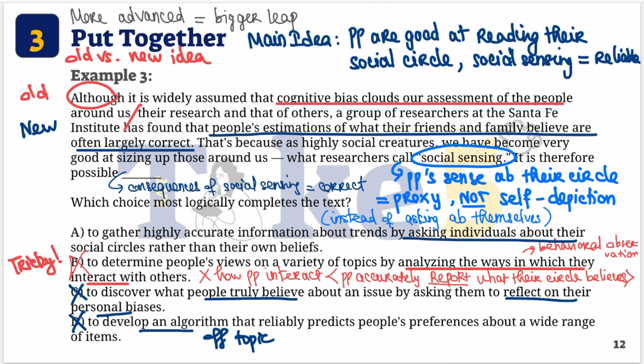A says that we can gather accurate information about trends by asking people about their social circles rather than their own beliefs. This is actually a direct and clean flip. If people are accurate sensors of what those around them think, then asking, what do your friends believe, gives you quite reliable data. So the flip from people's estimation of what their friends and family believe to asking about their social circles is a larger leap than the previous question, but still a very safe one.